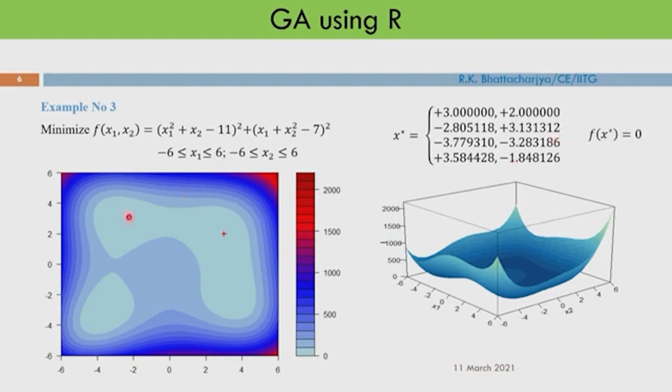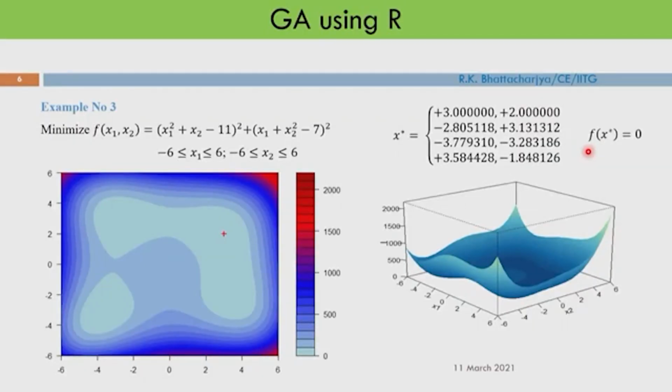So, therefore, this particular function has alternate optimal solutions. The function value is the same, but the solutions are different. Okay. All of them are minima, and the function value is 0 at all these optimal solutions. So, I have also shown you the surface plot. So, you can see there are a total of 4 optimal solutions.